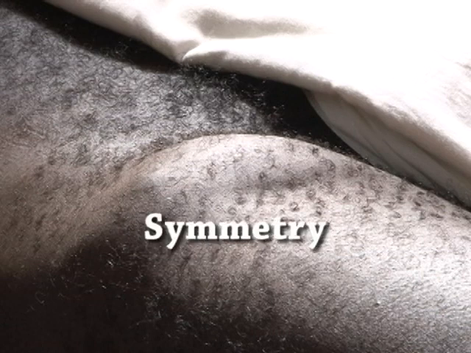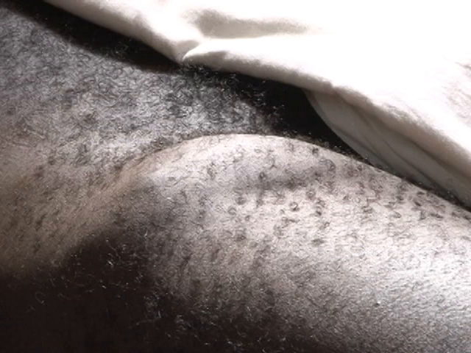Then we look at symmetry. This refers to uniformity of a swelling. This thigh swelling is symmetrical. Scars. We must observe for scars overlying swellings.